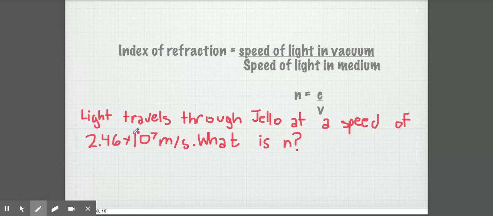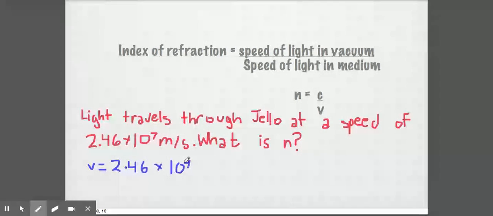First up, we have to figure out what information we've been given. Let's change colors. Let's go blue. We've been given the speed of light going through jello. Remember, the speed of light in a medium is represented by the letter V. So we're going to write V equals 2.46 times 10 to the 7 meters per second.